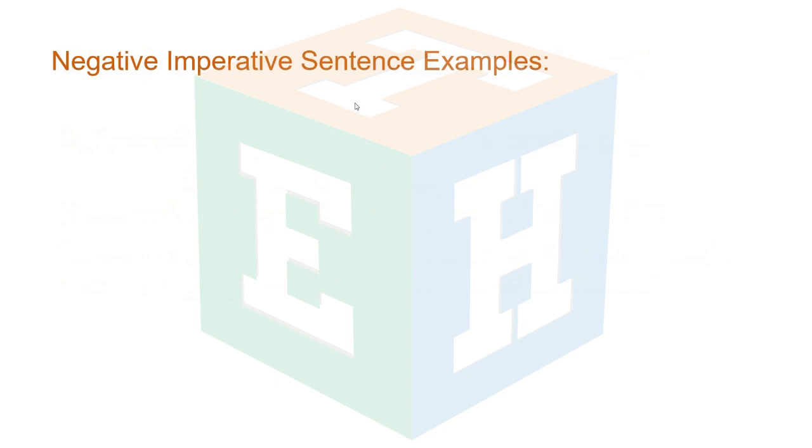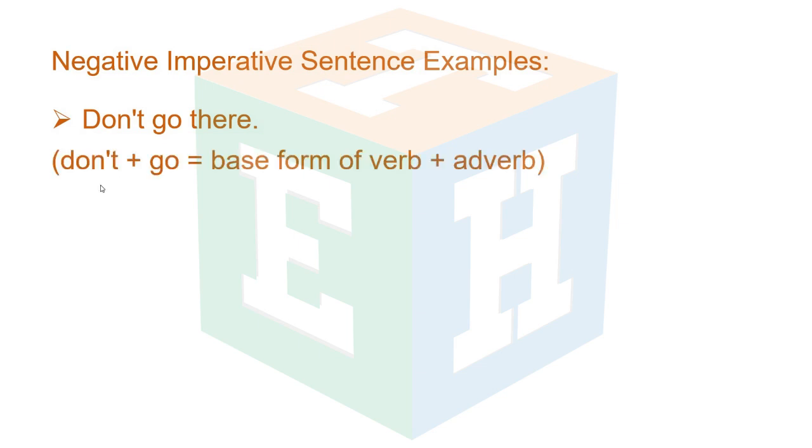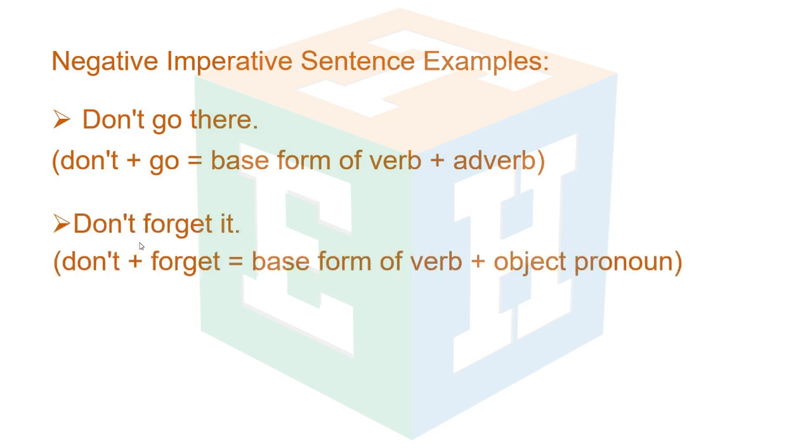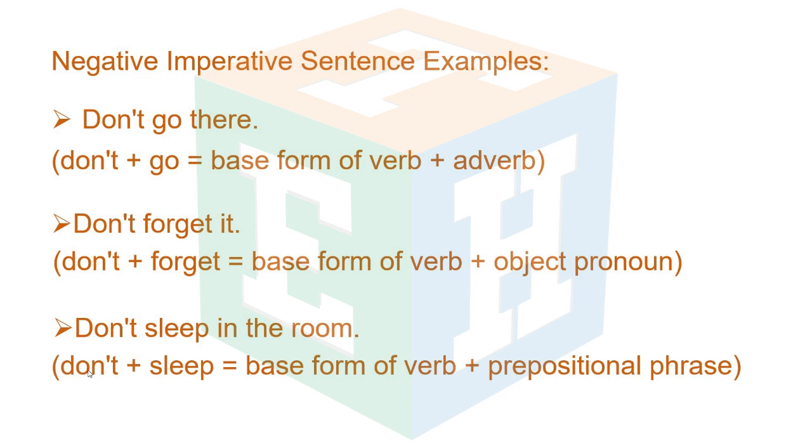Negative imperative sentence examples. Don't go there. Don't plus go equals base form of verb plus adverb. Don't forget it. Don't plus forget equals base form of verb plus object pronoun. Don't sleep in the room. Don't plus sleep equals base form of verb plus prepositional phrase.